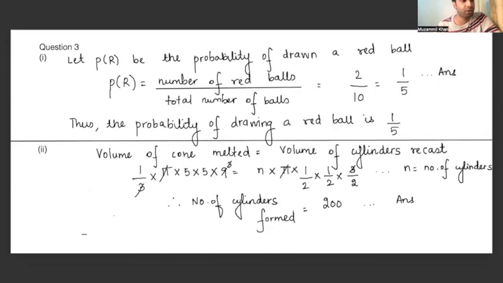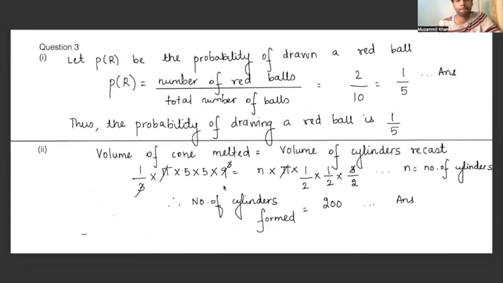Next, question 3, the first one, a very simple question on probability, where you had to find the chances of picking a red ball. So the formula is the total number of red balls divided by the total number of balls that are there in this question. There are 10 in all, out of which only 2 are white, and therefore the probability of selecting a red ball would be 1/5.